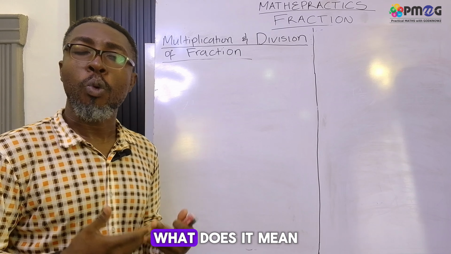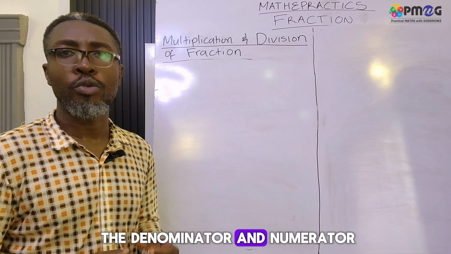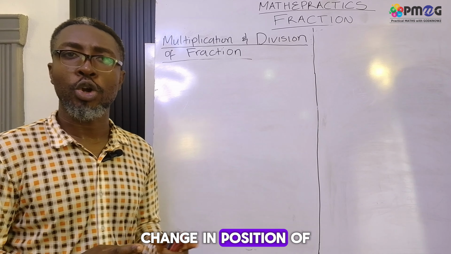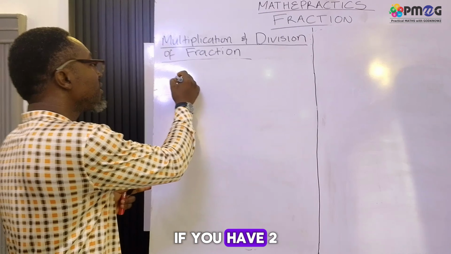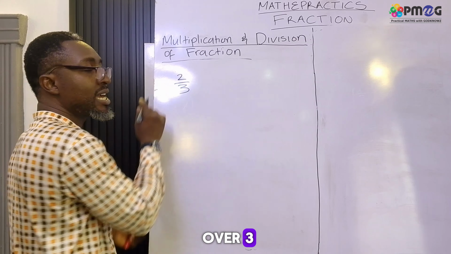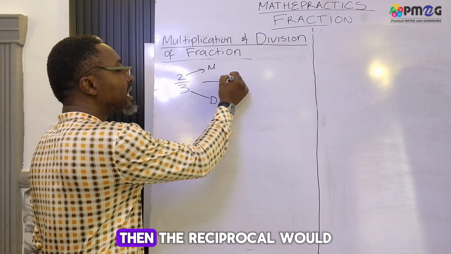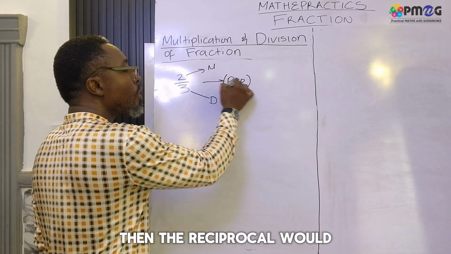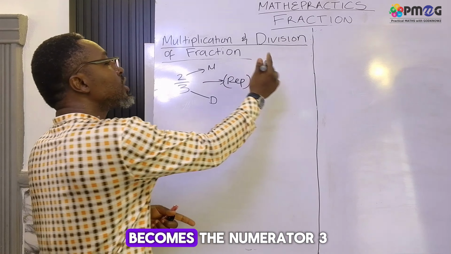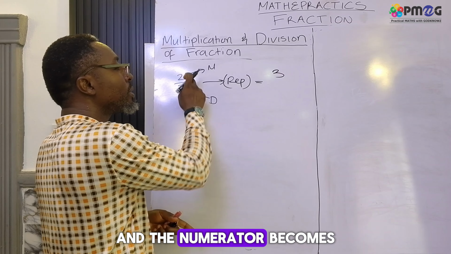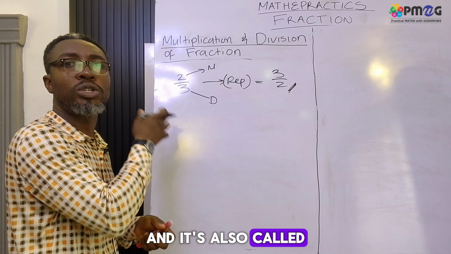In our fractions, what does it mean? It means changing the position of the denominator and numerator. For example, if you have 2 over 3, this is the numerator and this is the denominator. Then the reciprocal would become what? Change in position. 3, that is the denominator, becomes the numerator, and the numerator 2 becomes the denominator. This is the inverse of this fraction and is also called the reciprocal.